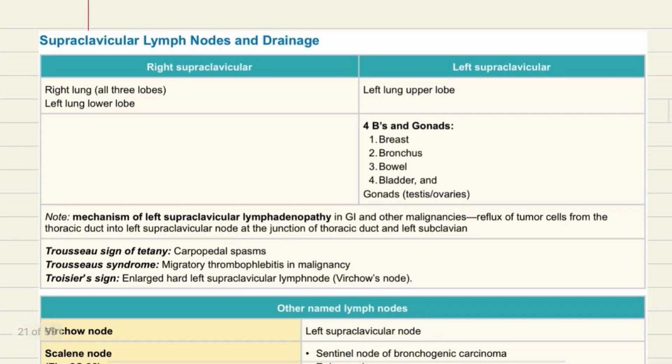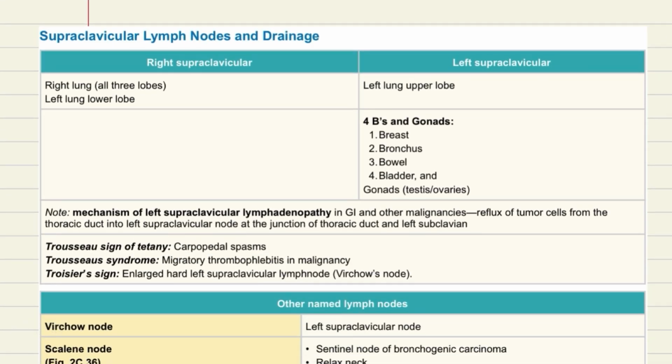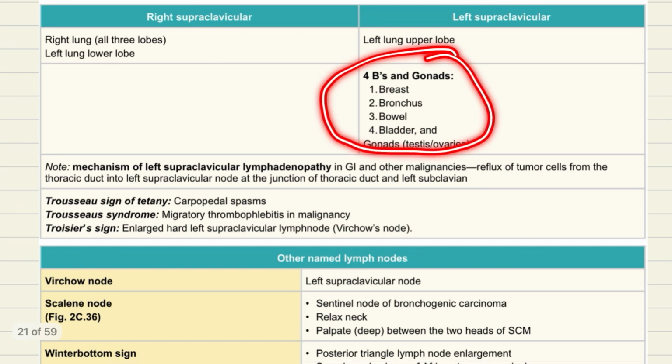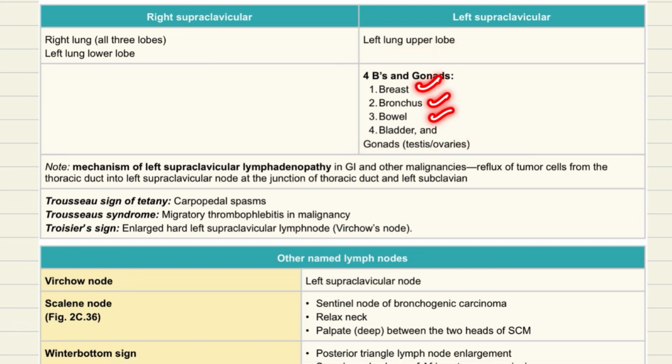Now we need to know the supraclavicular lymph nodes a bit because they are very much important, and what their drainage is. So the right supraclavicular lymph node is the drainage point for the right lung, all three lobes, and the left lower lobe of the left lung, right? In the left supraclavicular lymph node, the left lung upper lobe is drained, and the very important thing, 4 B's and gonads: breast, bronchus, bowel, bladder, all these are drained in the left supraclavicular lymph node.